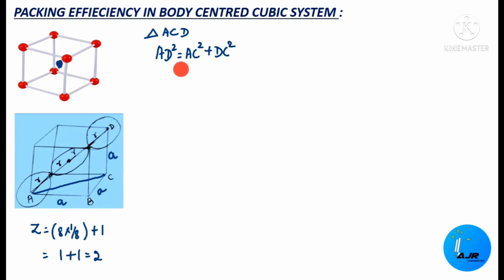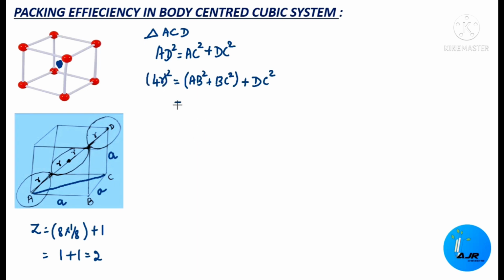Now we are going to write the values. AD square is equal to 4R square. That's equal to, what is AC square? As I told you, AC square is equal to AB square plus BC square. So we shall write here AB square plus BC square, plus DC square. Here we should put a bracket.